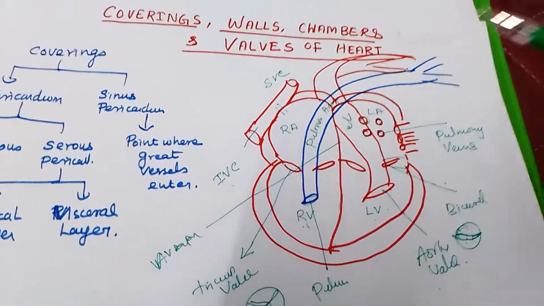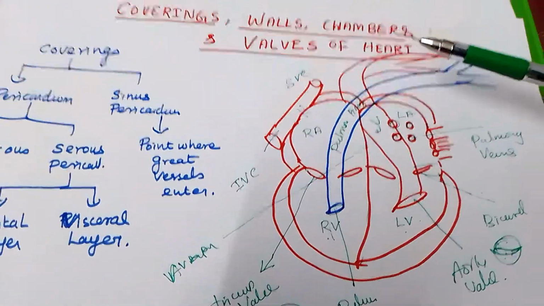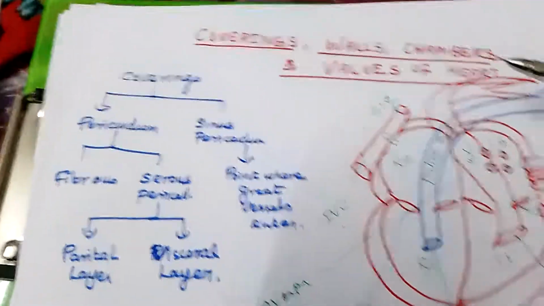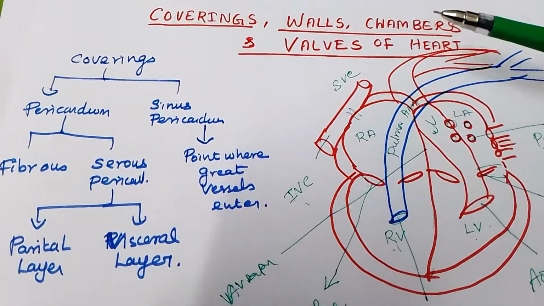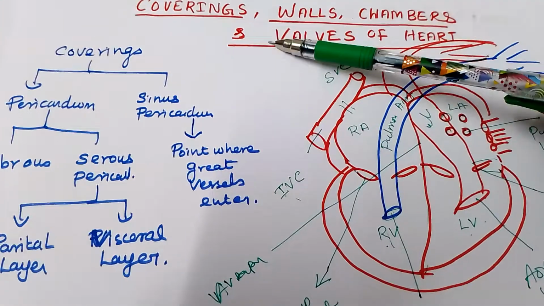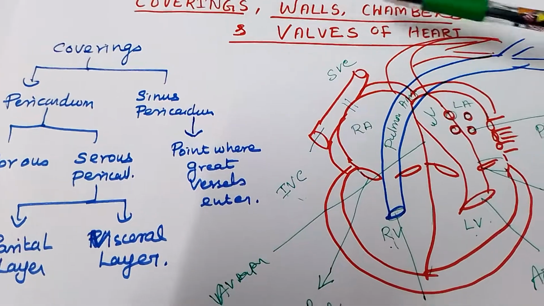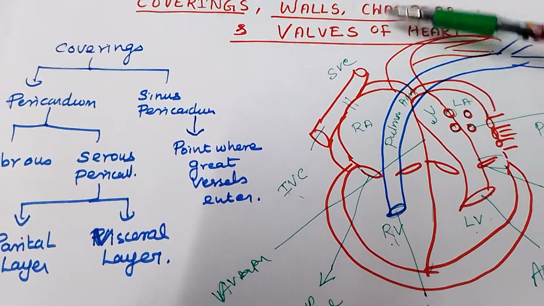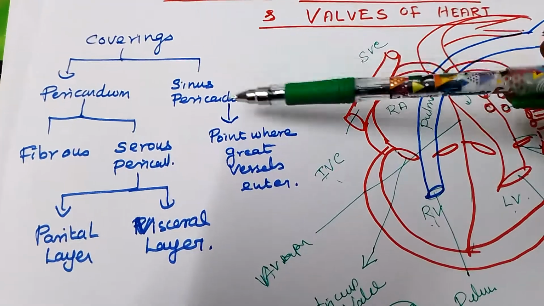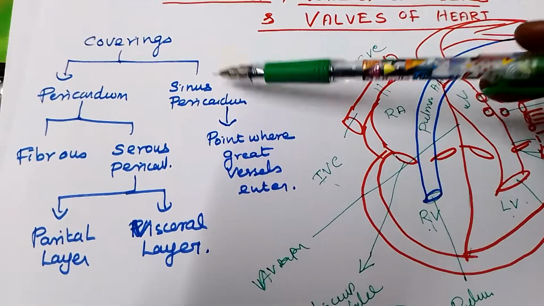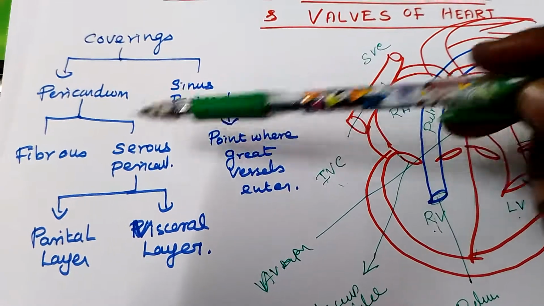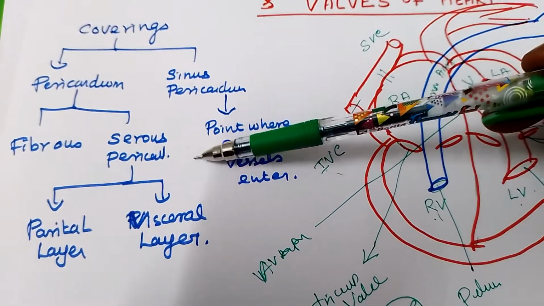So dear students, today any questions coming in the form of a 2-mark question regarding the coverings of the heart, walls of the heart, chambers of the heart, and valves of the heart, you can make a mind map or concept map. So the pericardium is divided into fibrous pericardium, serous pericardium, and sinus pericardium, right?